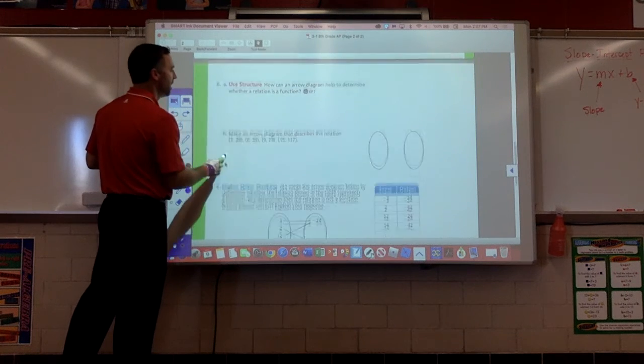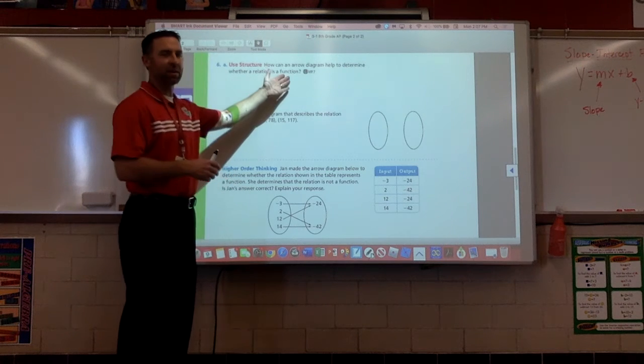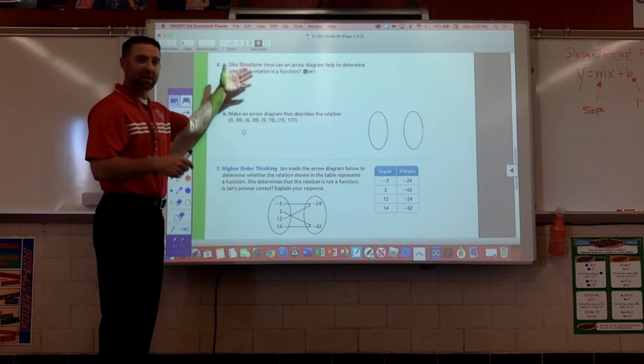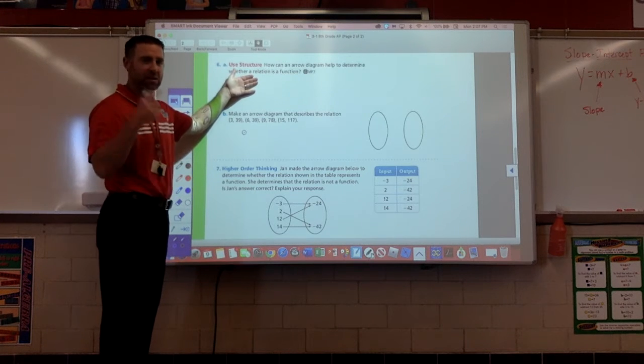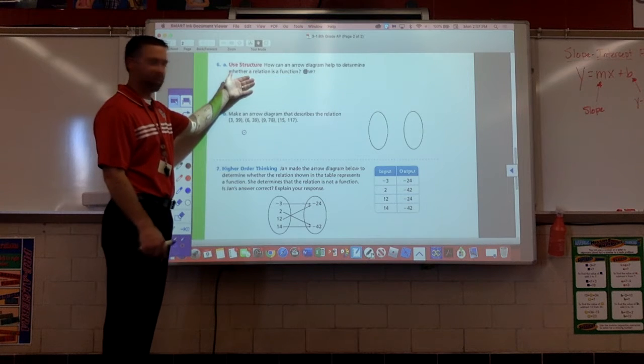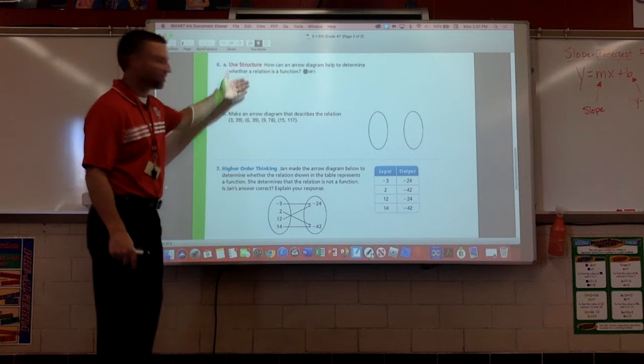Okay, moving on down. Number 6, part A. How can an arrow diagram help to determine whether a relation is a function? If each number on the input has one branch coming off of it, it's a function. If each input number has one branch, it's a function.